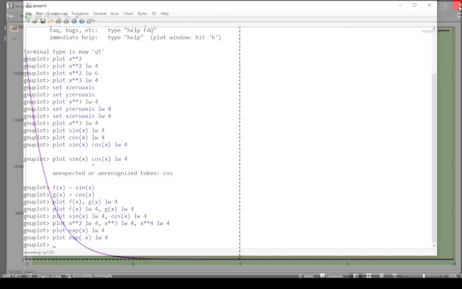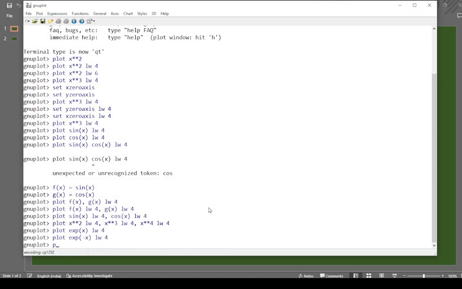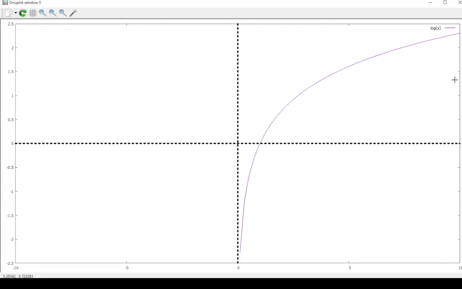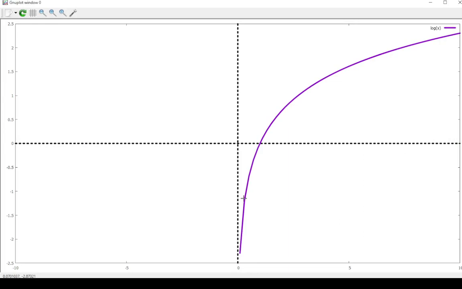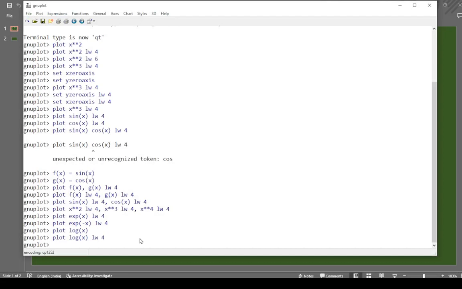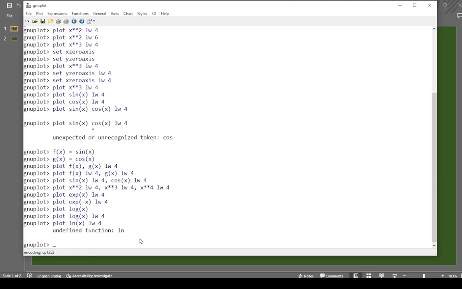Okay, then you have many other functions. Let's try with log. So this is log. I forgot to give the LW, so it looks thin. This is a normal log. Thicker log, that's LW 4. Will this ln x work? No. This log has base e, the natural log. If I need to write log base 10, I think you need to use something else.